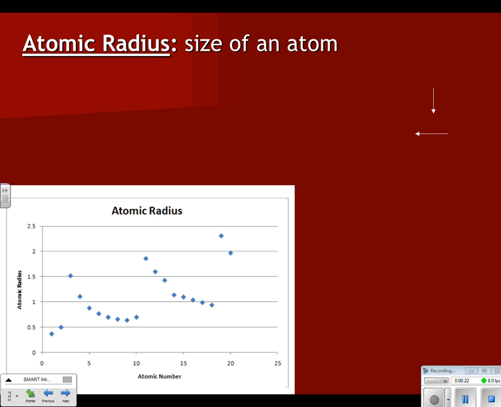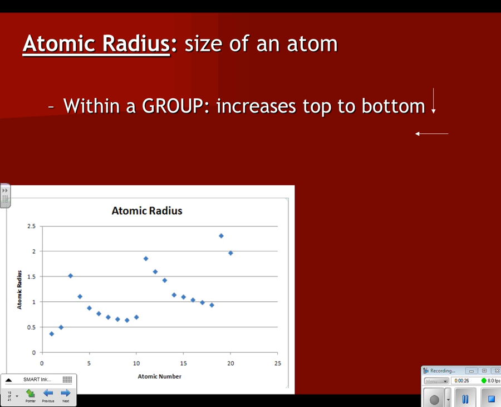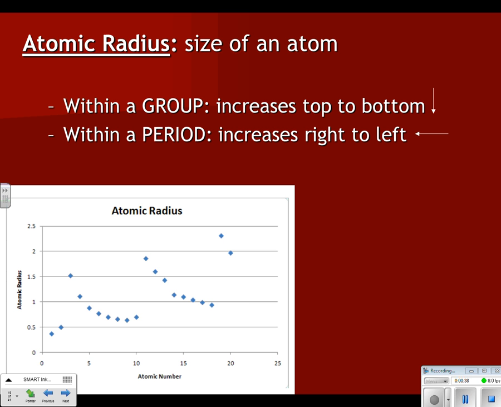So there is a trend on the periodic table for atomic radius. The trend is that within a group, so we're talking columns, the atomic radius will increase as you go from the top to the bottom. So as you go down a group, the size of the atom gets bigger. Within a period, so across the rows, it increases from right to left.